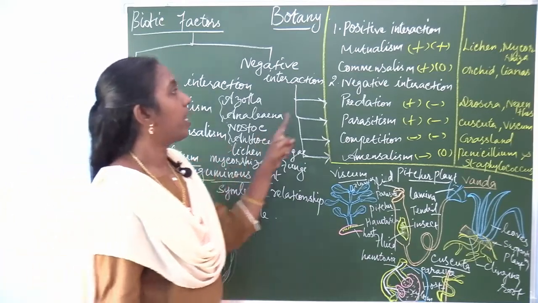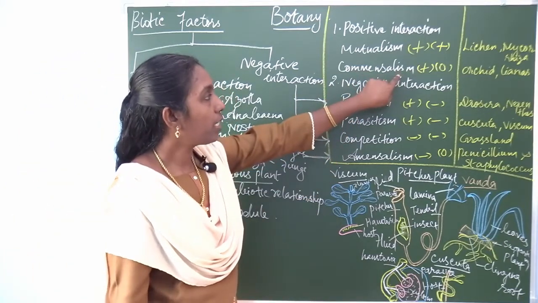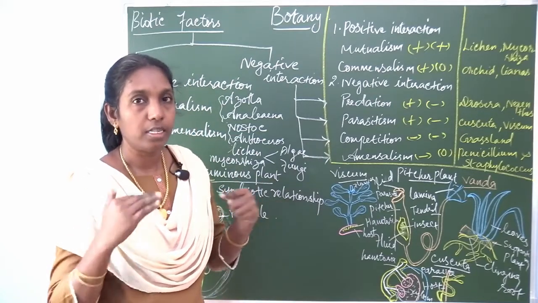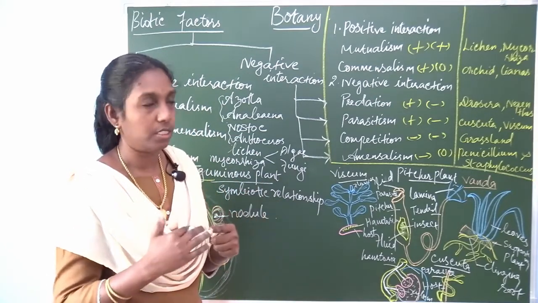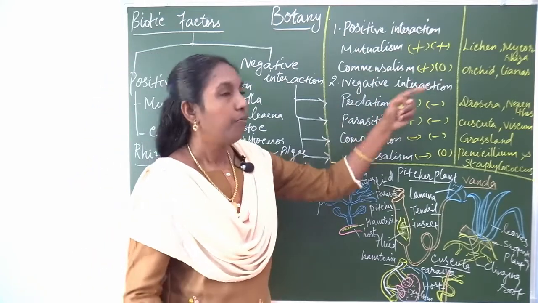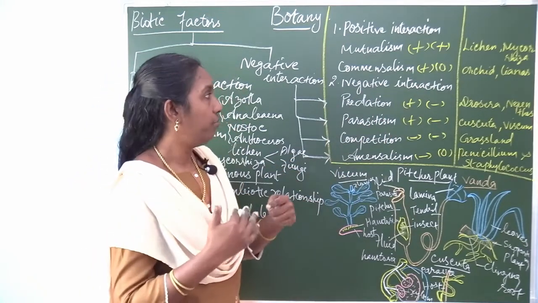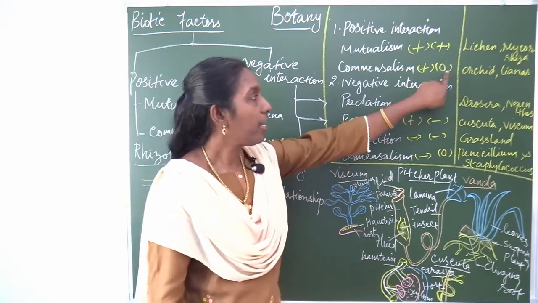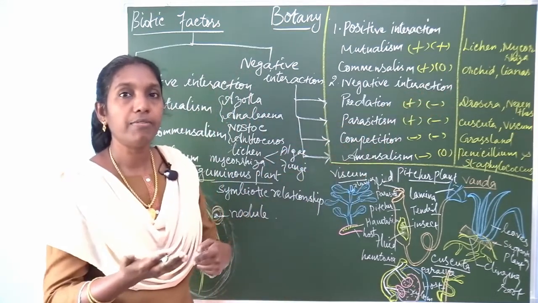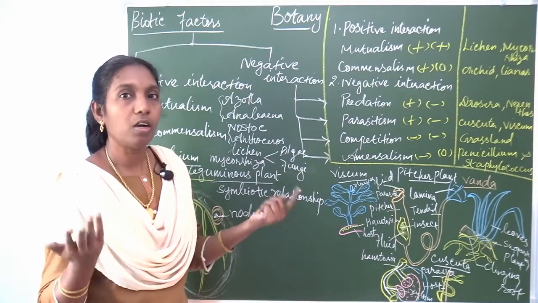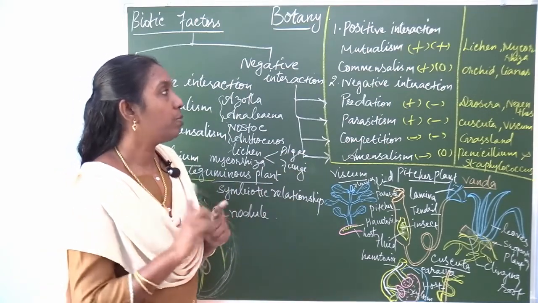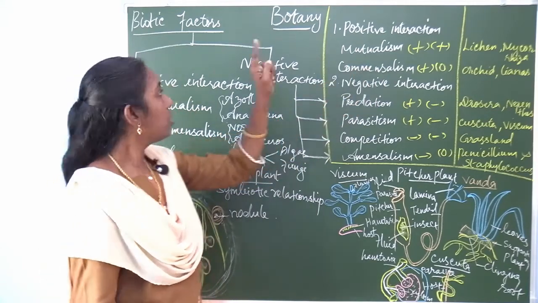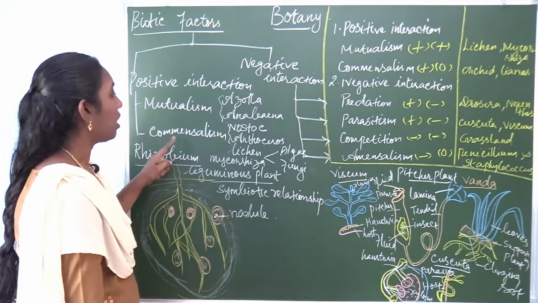What is meant by commensalism? In commensalism, there is an interaction between two different species, two organisms, in which one is benefited and the other is neither benefited nor harmed. So where one is benefited, that association is commensalism. This is also one of the positive interactions, commensalism.